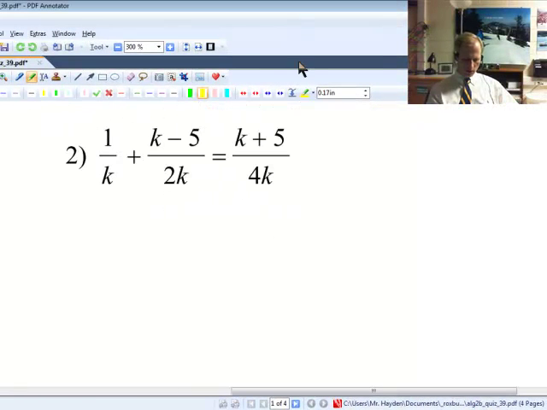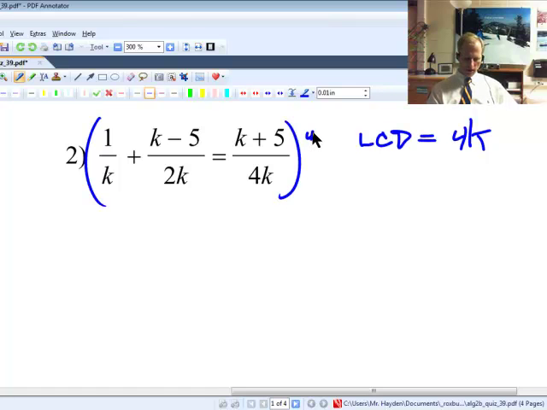Alright, now let me look at the next problem. Well, in the next problem, k only occurs once. First of all, there's going to be no factoring involved. Then I look at trying to find the LCD. So the LCD is going to have a 4 in it, and it's going to have a k. So I'm going to be multiplying by 4k over 1.